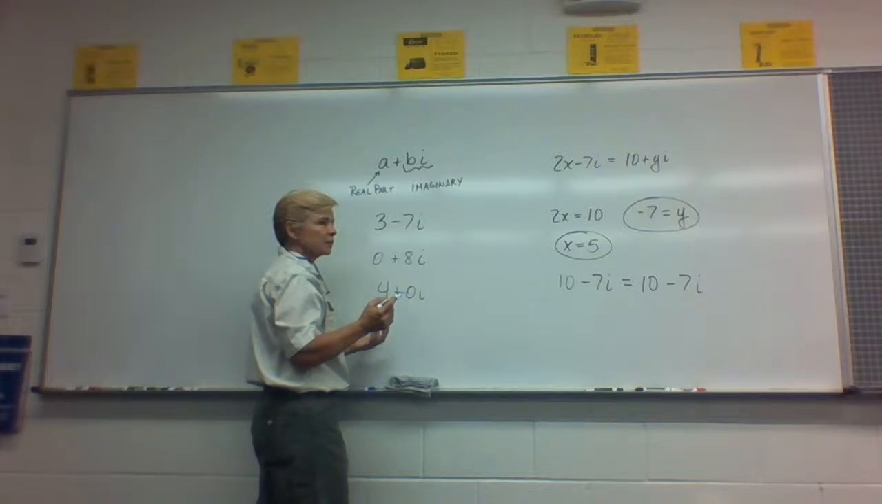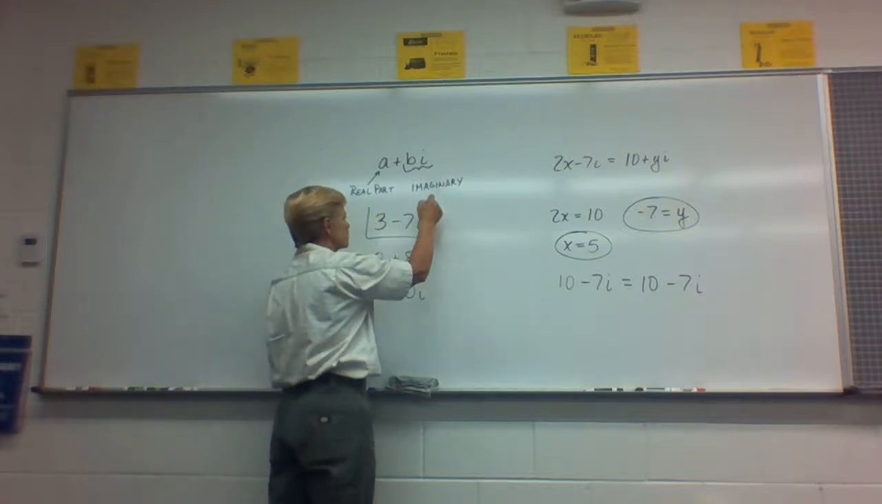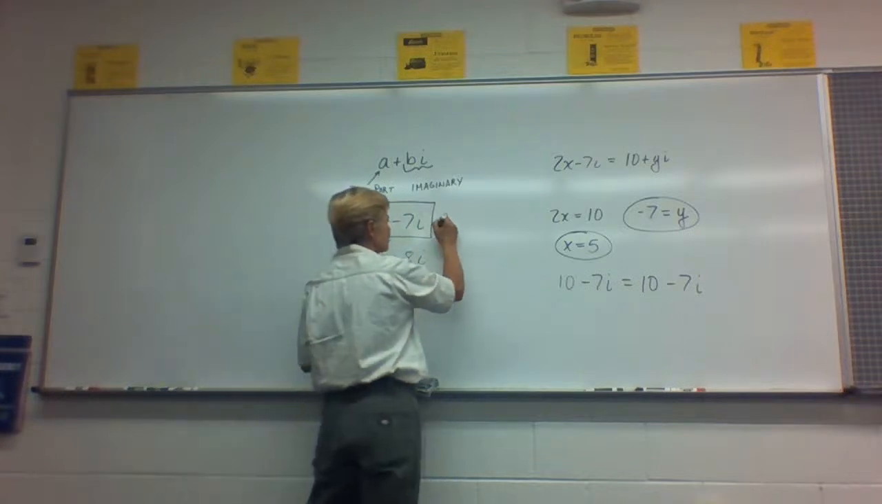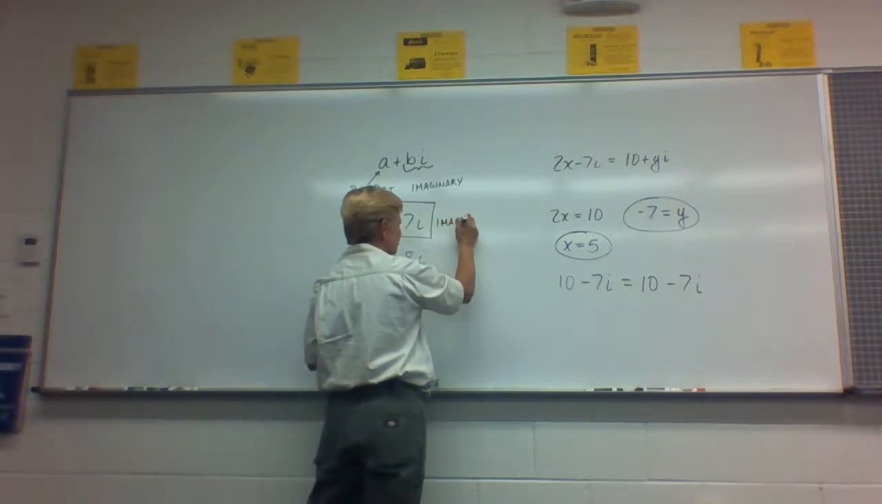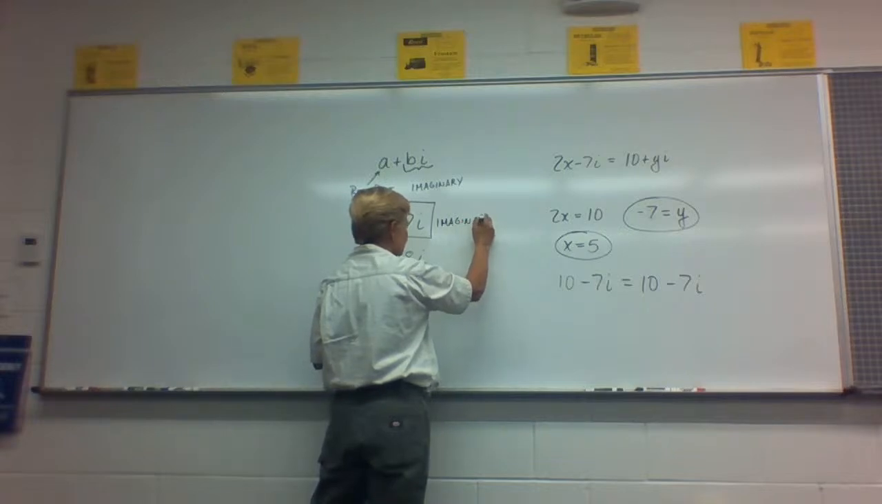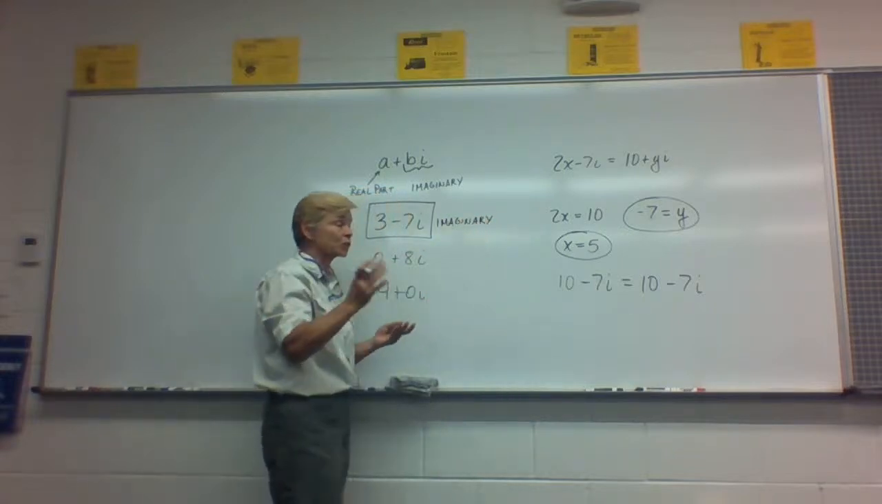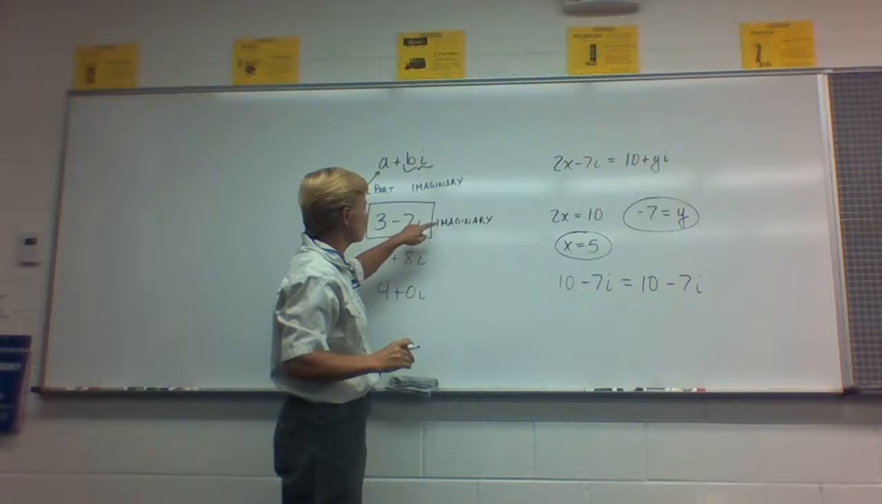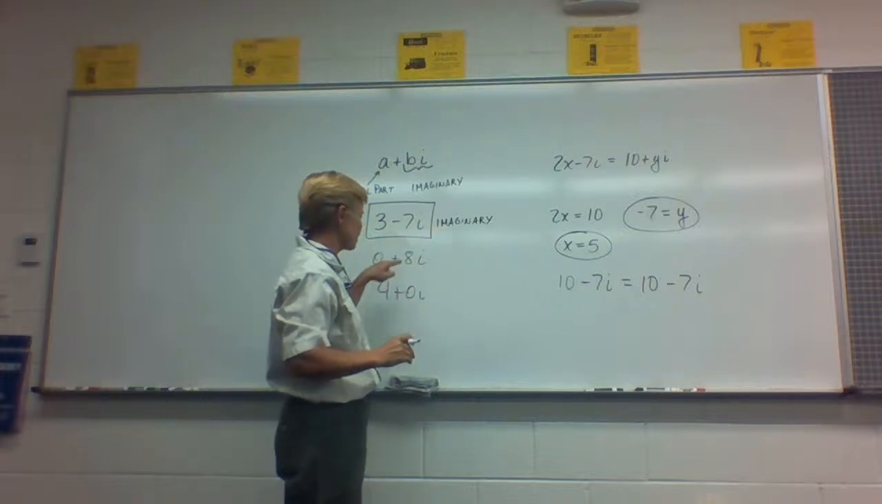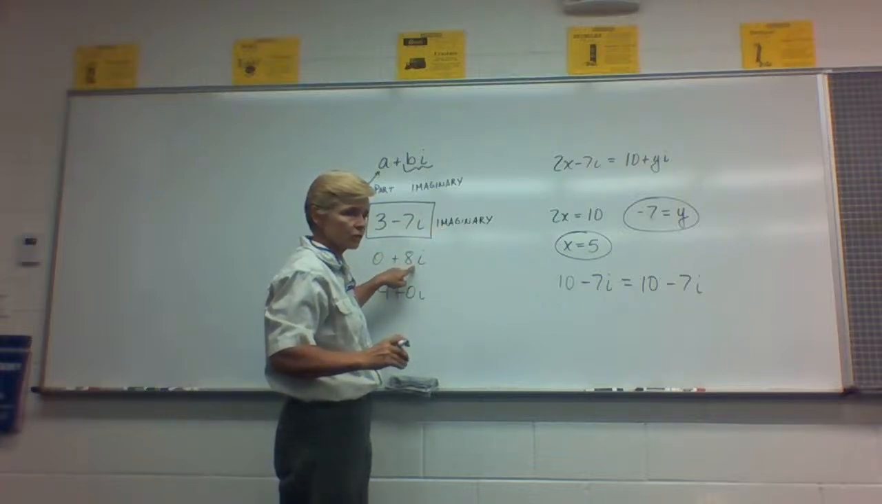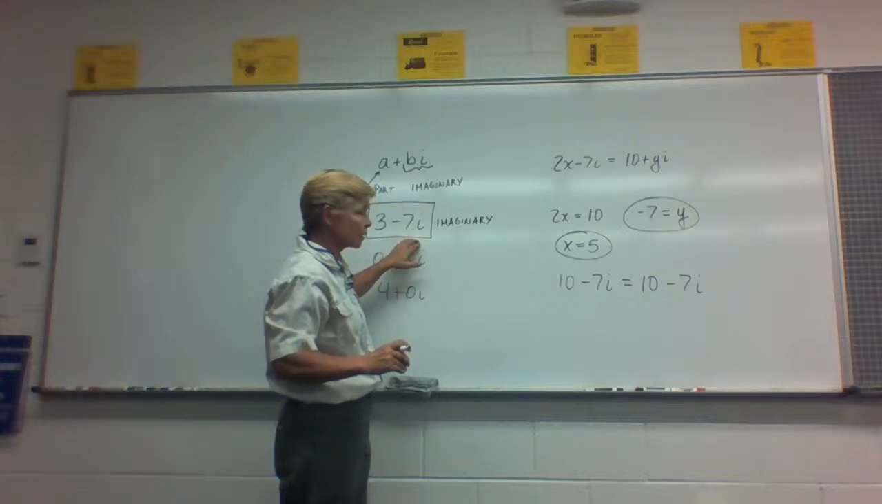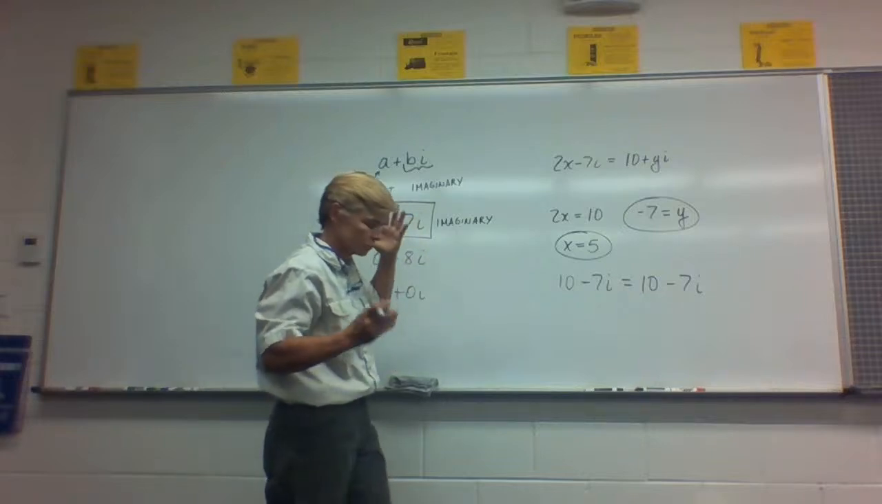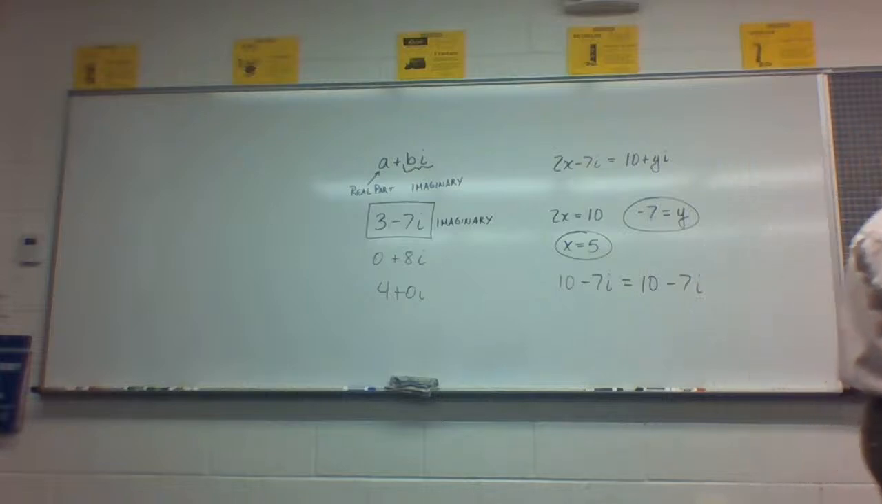But the thing that kills me, that makes me so angry about this book, is they call this not a pure imaginary, but an imaginary. And it should be called a complex. I have never seen another book do this, but you need to understand what they're talking about. They will call this whole thing an imaginary number, but they will call this one a pure imaginary. See the difference? It drives me crazy, but that's how they're going to talk about things, so I need you to be aware of that.